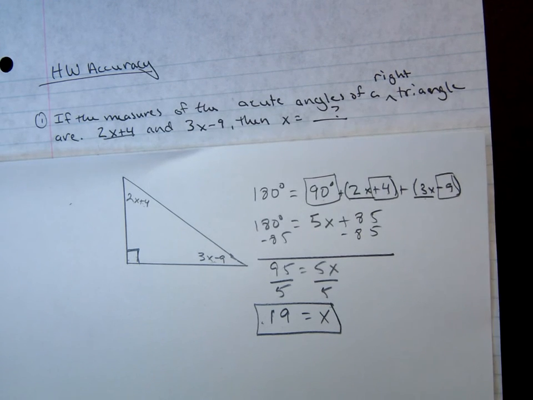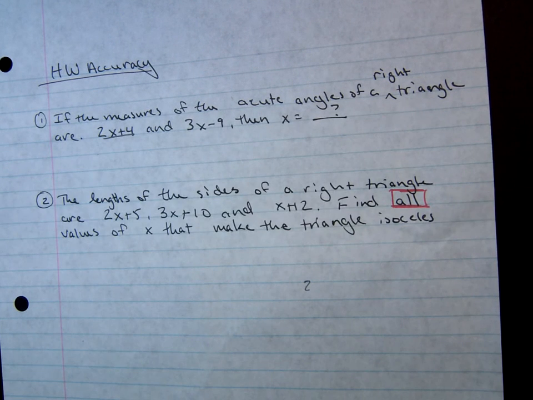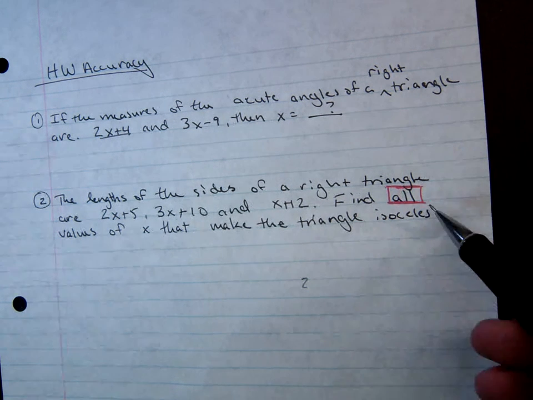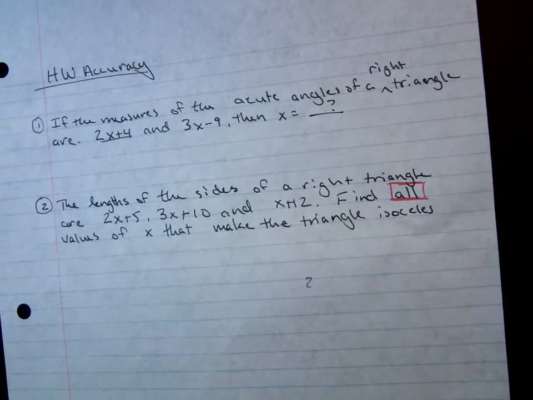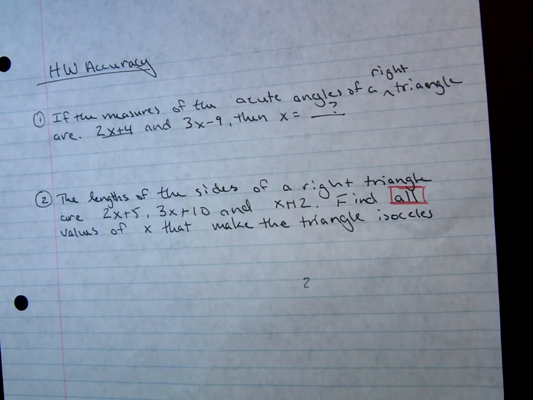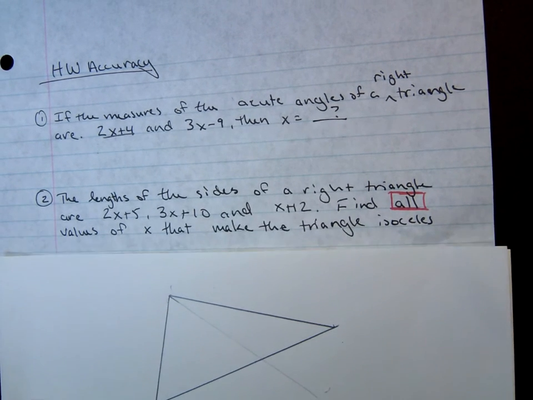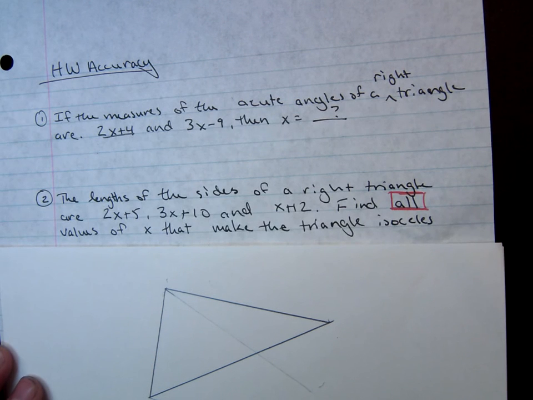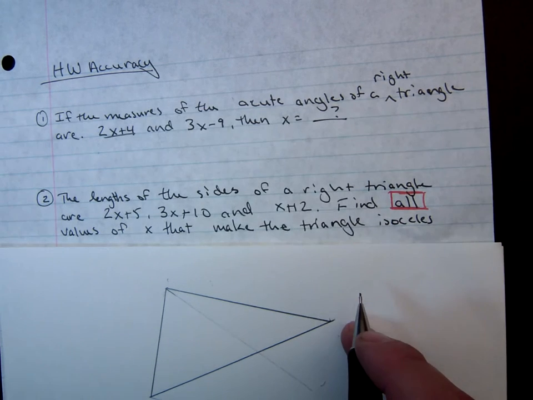All right, moving right along to number 2. It says the lengths of the sides of a right triangle are 2x plus 5, 3x plus 10, and x plus 12. Find all values of x. Now you notice "all" is in red. That should be a little bit of a hint. Of x that make the triangle isosceles. So our goal now is to find all the x values that would make our triangle isosceles.